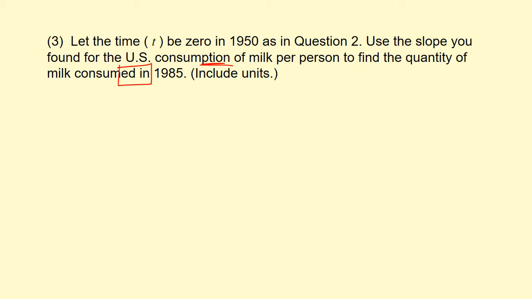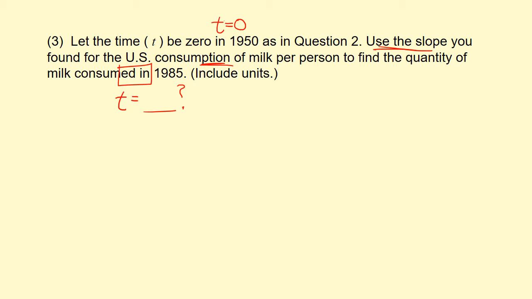So the first thing they do is let t be 0 in 1950. So that's t equals 0. So in 1985, what's t equal? What's t equal in 1985 if it's 0 in 1950? So that's just the year thing. That's not the main part of this question. The main part of this question is to use the slope that you just calculated in number 1 there. And there's going to be a unit on that slope. And that unit is going to be important for you to figure out this next part of the problem.